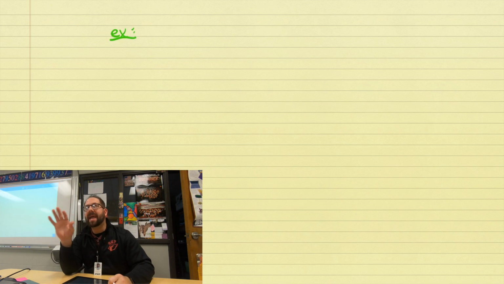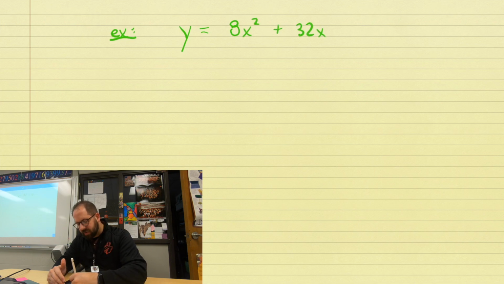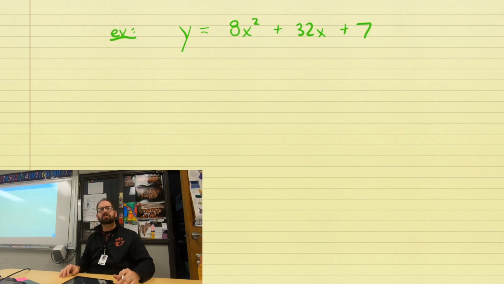So let's go through another example. This is going to be my second out of 3 examples. So let's make up a number. Any digit you want. 8? Okay, let's do 8. So y equals 8x squared plus 32x plus, I'll just make up 7. Just make up a number. Doesn't really matter.